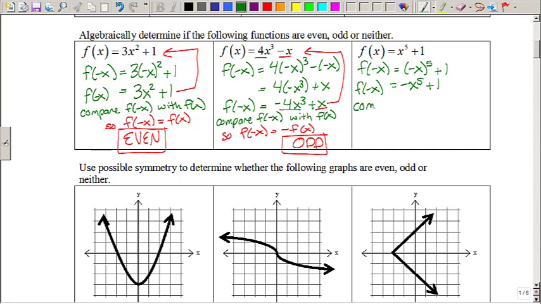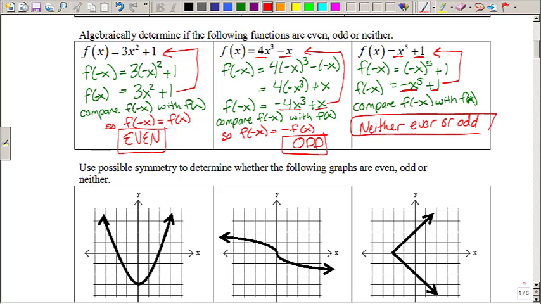Next, I'd like you to compare f of negative x with f of x. Are all the terms the same? Yes. Are all the signs the same? Well, we have x to the fifth and negative x to the fifth. That means they're opposite signs, whereas the 1 is the same sign. Do all the signs change? No. Do all the signs stay the same? No. So this function is neither even or odd.